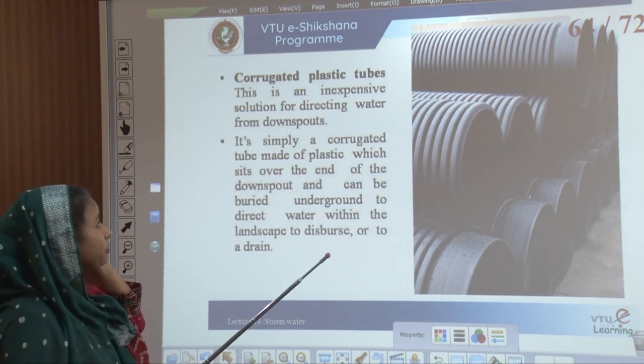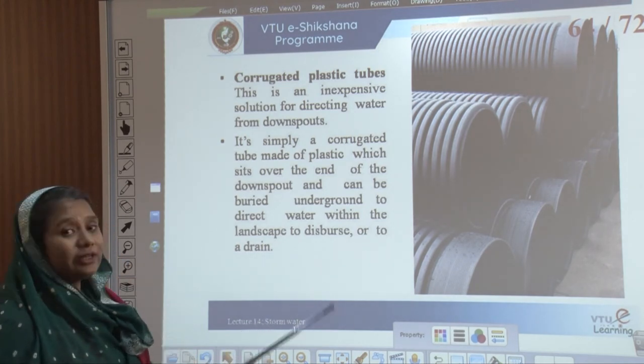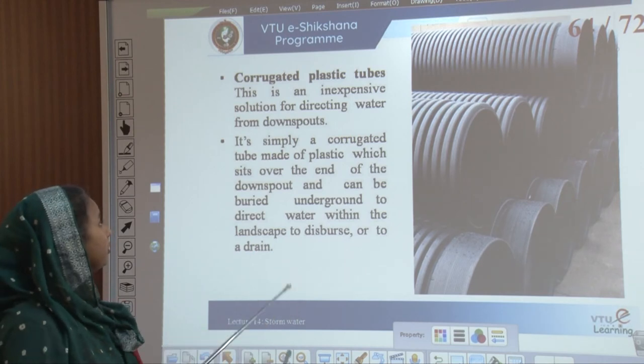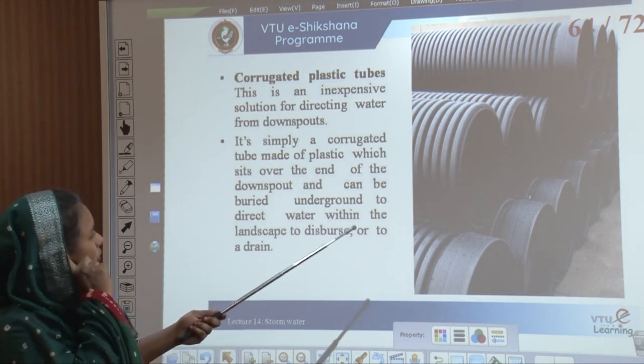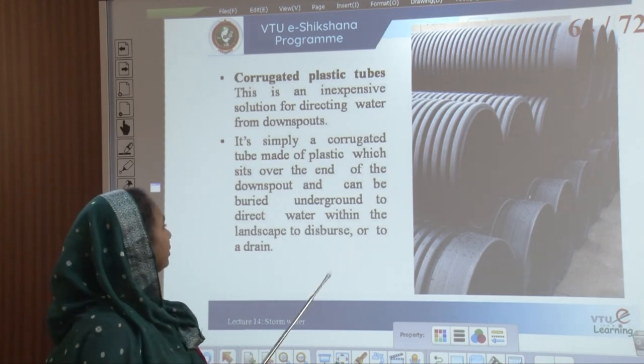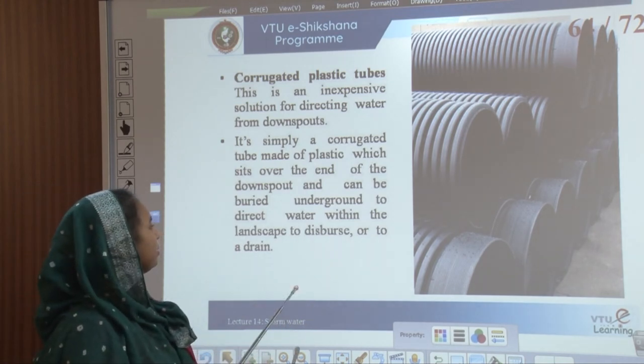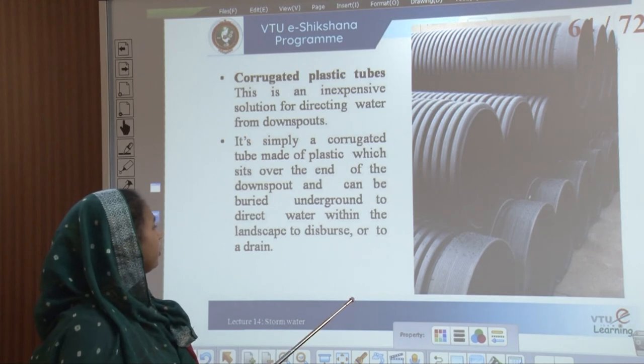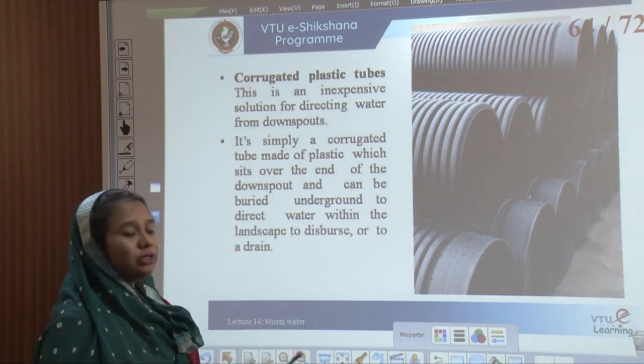The last type of drain is basically the corrugated plastic tubes. This is a very inexpensive method where you are directing the water through downspouts. It is simply corrugated tubes made out of plastic which sit below your downspouts, and they can be buried underground directly for the water to disperse onto the drain.